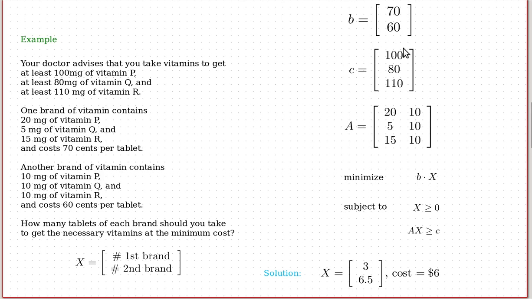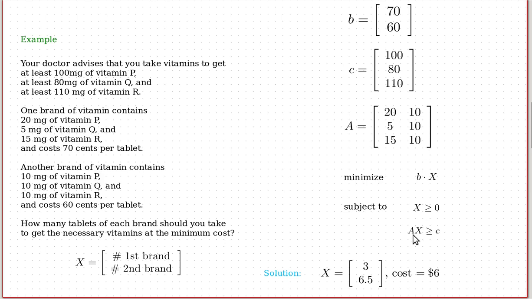C represents the minimum requirements you have for each vitamin, right? We need 100 milligrams of vitamin P, 80 milligrams of vitamin Q, 110 milligrams of vitamin R. And the A matrix is kind of like the ingredient matrix or the recipe matrix, right? So the first column tells you what's contained inside the first brand of tablets. It contains 20 milligrams of P, 5 milligrams of Q, and 15 milligrams of R. The second tablet contains 10 of each.